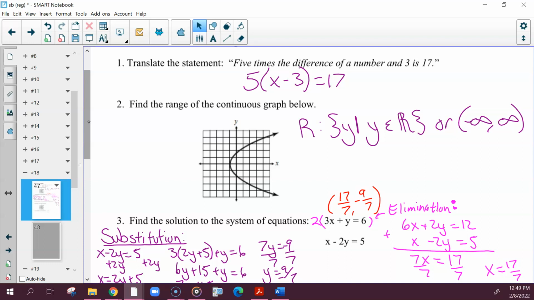Number 2, you need to find the range. So you're looking at all of your y values. What is your lowest y value to what is your highest y value? So because this keeps going down and keeps going up, your range for this would be all real numbers, and it can be written one of these 2 ways. First one is set builder notation. The other one is interval notation. But they both mean from negative infinity to positive infinity, or all of your y values.